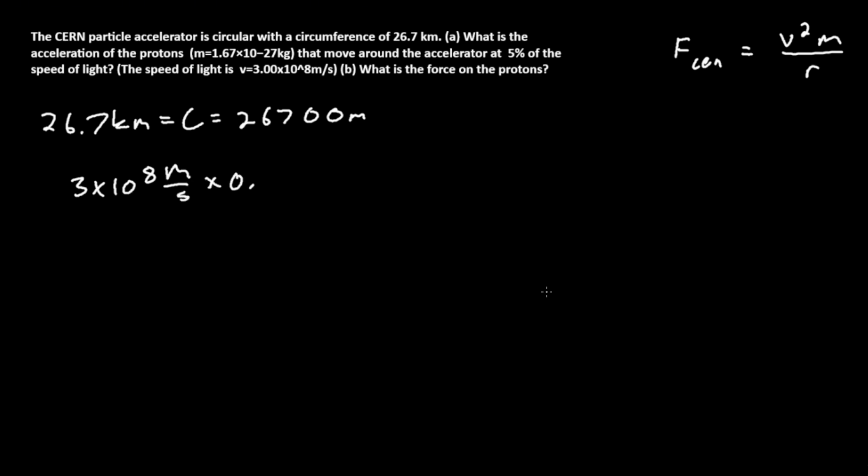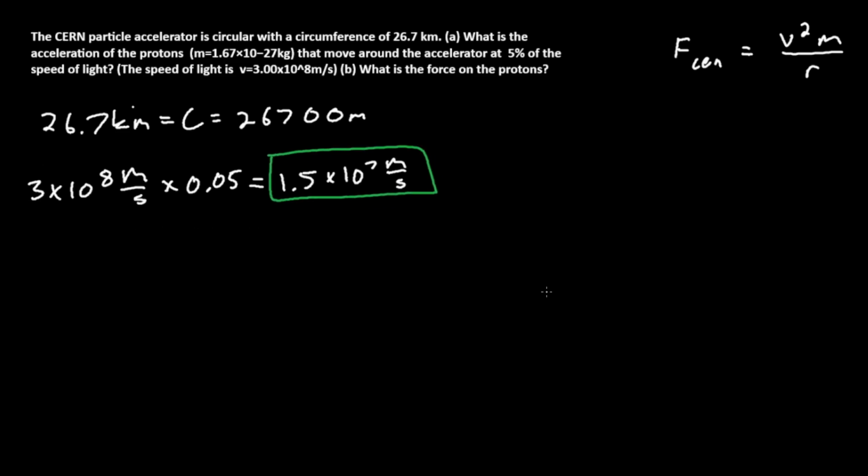If you multiply this by 0.05, you should get a velocity of 1.5 times 10 to the power of 7 meters per second. And this will be our velocity in this case. Let's remove this velocity so we can move this down. And if you multiply velocity squared times the mass over the radius, you will get your centripetal force.